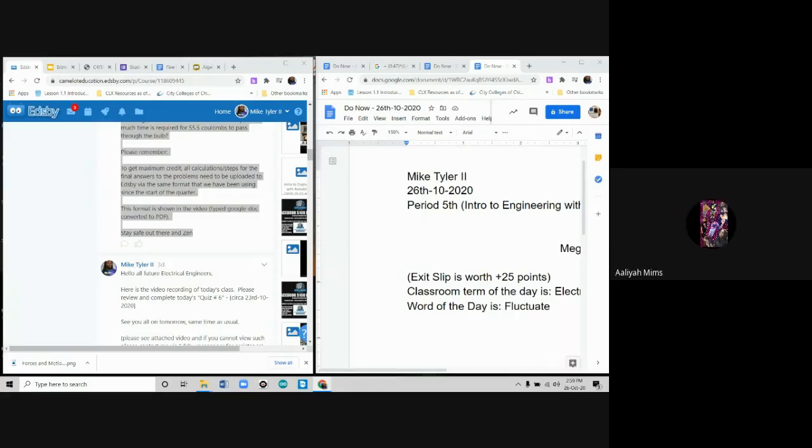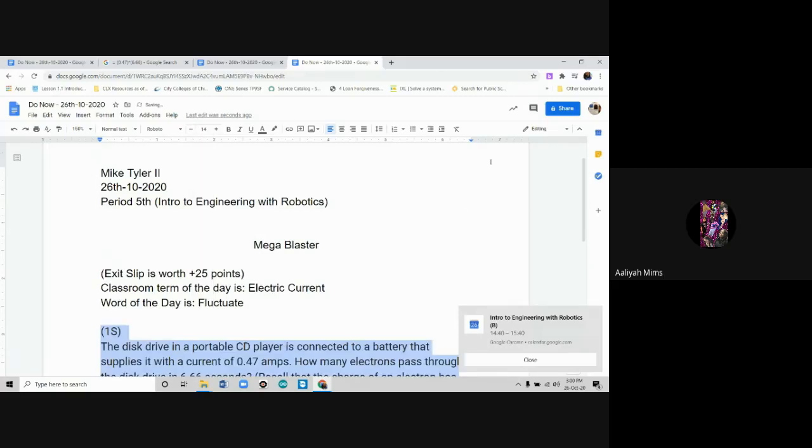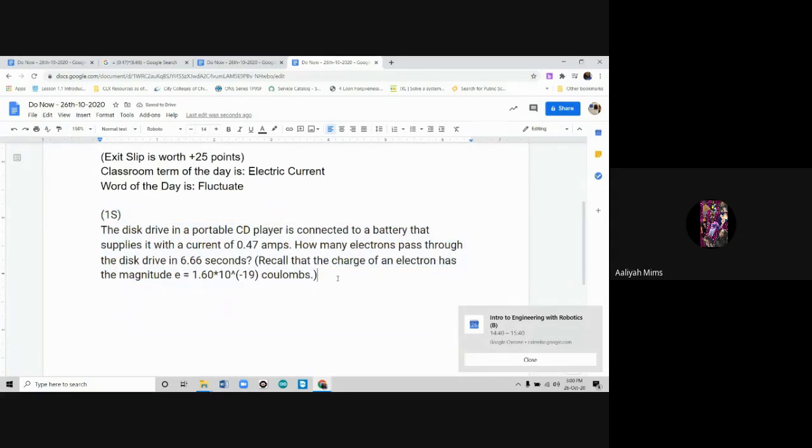A flashlight bulb carries a current of 0.256 amps. How much time is required for 55.5 kilocoulombs to pass through the bulb? Please remember, to get maximum credit, all calculation steps for the final answer to the problem need to be uploaded to ESBE via the same format that we have been using since the start of the quarter. The format is shown in a video. Type it in Google Docs, convert it to PDF. Stay safe out there, Zen. Thank you, Aaliyah.